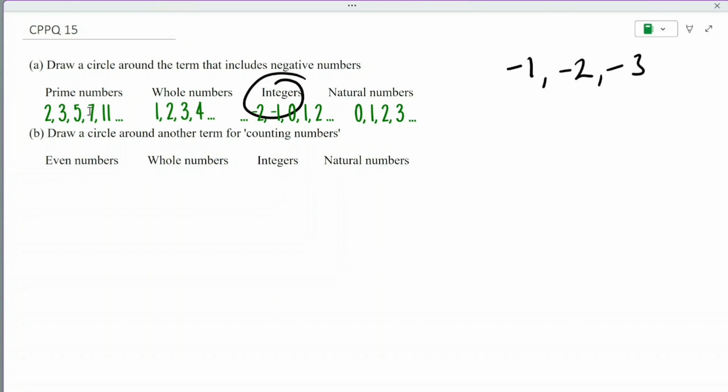Then we have prime numbers. Like I said earlier, a prime number is a number that only itself and 1 can divide, and it starts from 2 and includes 3, 5, 7, 11, 13, and so on. So the answer to question 15A is integers.